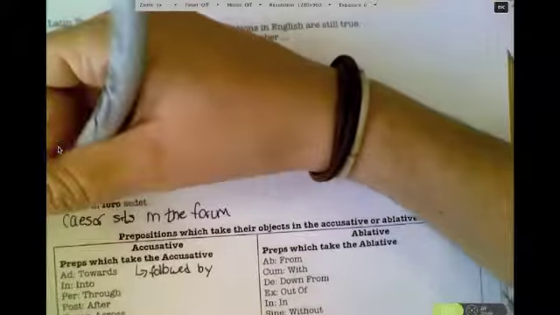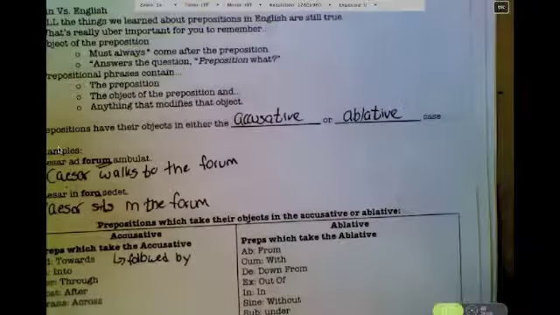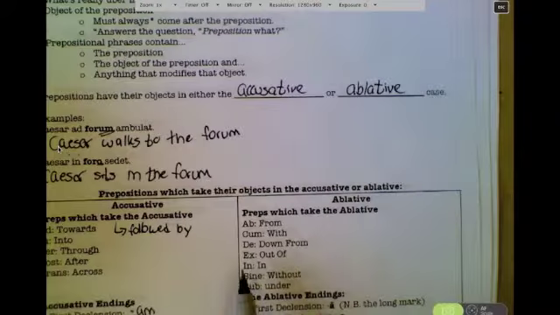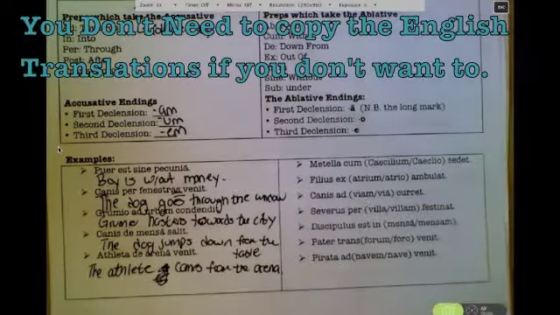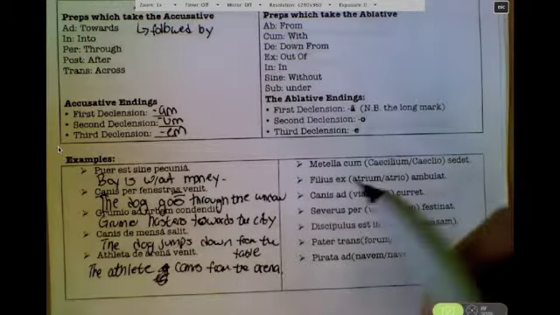But here I've got it followed by an O, because in, when it means in, is in the ablative, so it has to have one of these endings. And then I just translated these for you. I want you to find the prepositional phrases in the Latin.